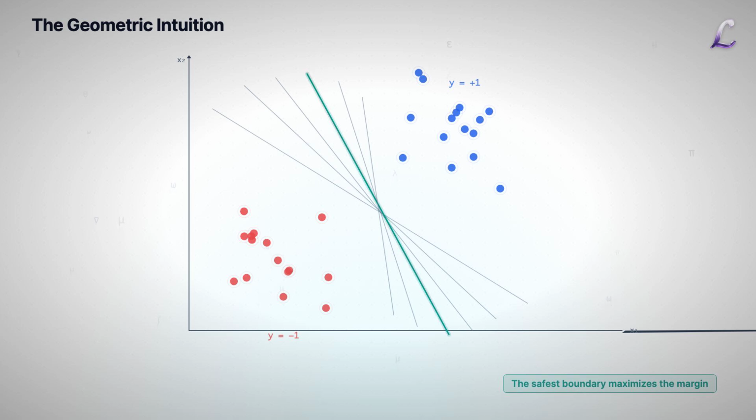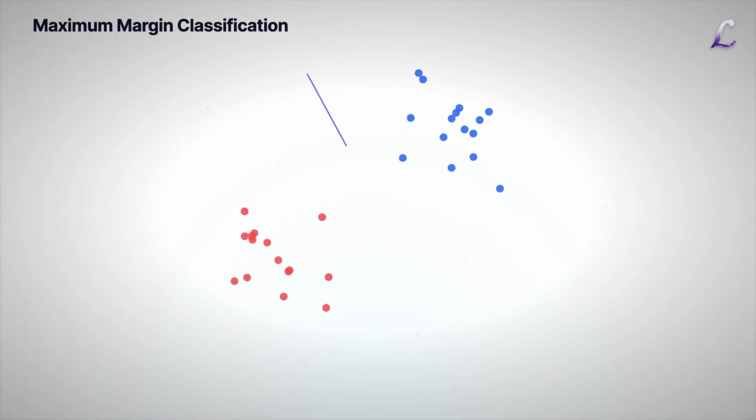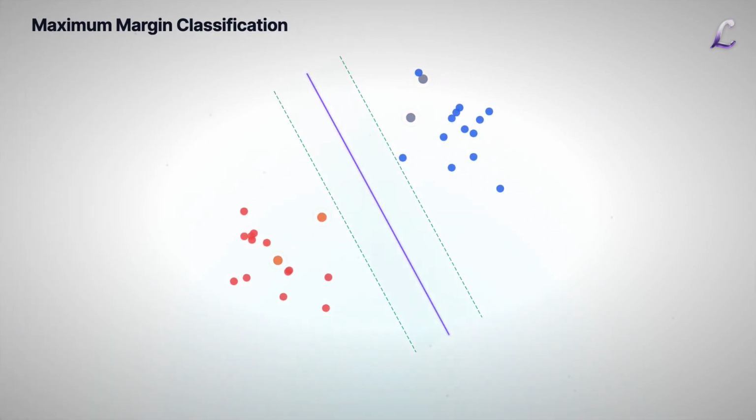The best line is the one that is most safe. We want the widest possible street between the classes. This is the maximum margin. We define our center line as W transpose times x plus b equals 0. Then we scale the equation so that the data points right on the edge of the street satisfy a strict condition. The absolute value of the function equals exactly 1. These specific points are the support vectors. They physically hold up the margin.